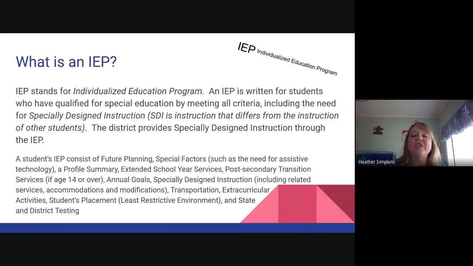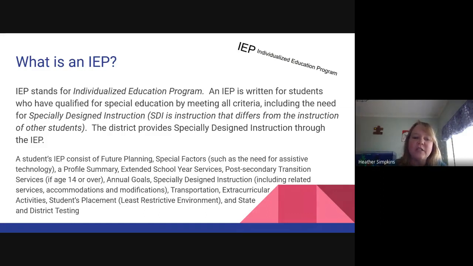Transportation, which at TRECA, students are not driving to and from school, so we don't really have the need for transportation. Extracurricular activities, will the student participate in activities as non-disabled students will? And then we look at the student's placement. We always want to look at least restrictive environment, and I'm going to go into that more as I continue talking about this. I'll explain least restrictive environment.